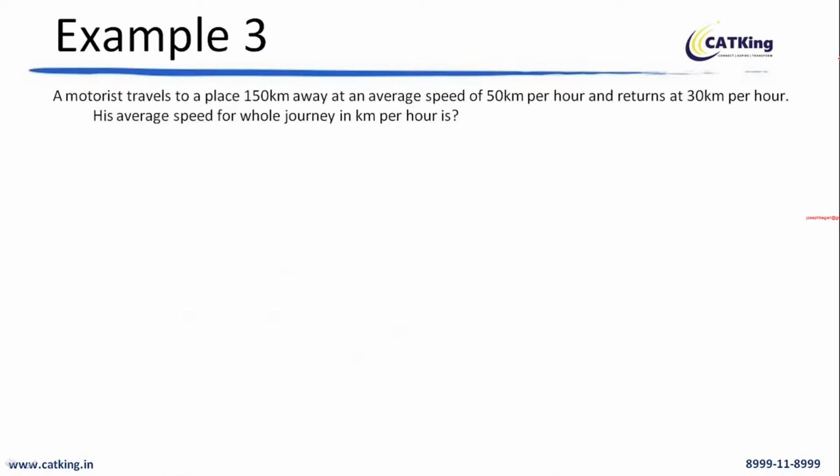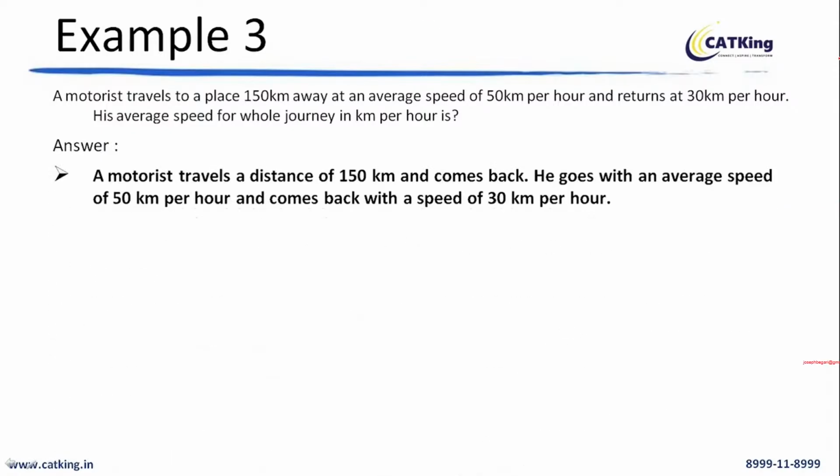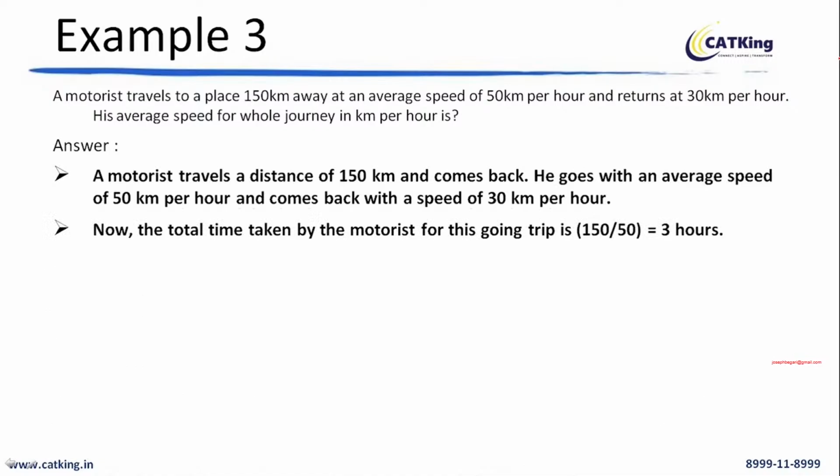Let's solve an example. A motorist travels to a place 150 km away at an average speed of 50 km per hour and returns at 30 km per hour. His average speed for the whole journey in km per hour is how much? The average speed is basically total distance upon total time taken. Let's find out the total distance first. Okay. So we'll find out the total time taken.